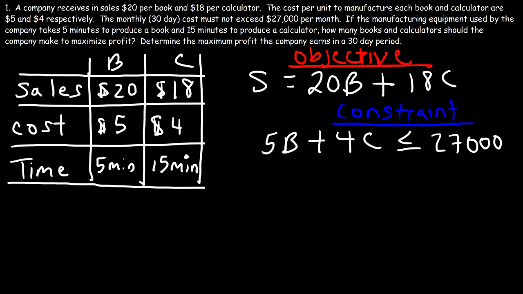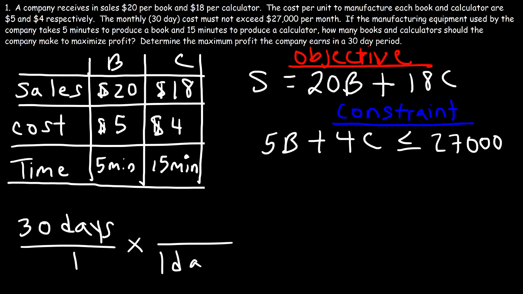Now we need to write the second constraint equation, and it has to do with time. So we have the time it takes to manufacture these items per minute. And the time limitation is per month because the cost was based per month. So how many minutes are in a month, or in an average of a 30-day period? So let's start with 30 days. Let's convert it to minutes.